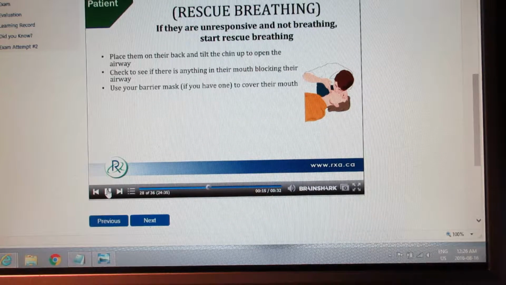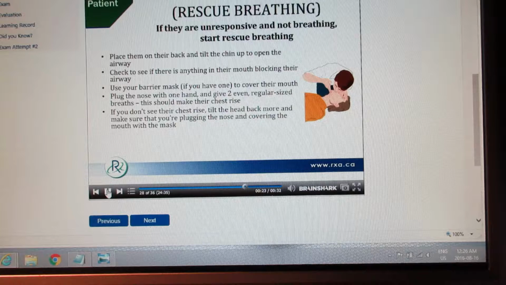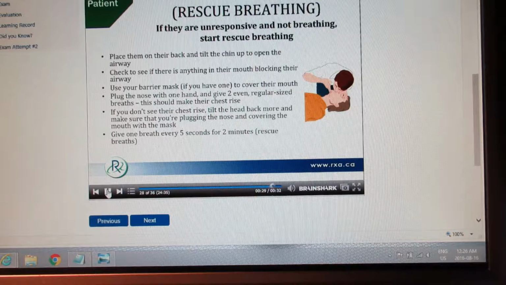Use your barrier mask if you have one to cover their mouth. Plug the nose with one hand and give 2 even regular-sized breaths. This should make their chest rise. If you don't see their chest rise, tilt the head back more and make sure that you're plugging the nose and covering the mouth with the mask. Give 1 breath every 5 seconds for 2 minutes.